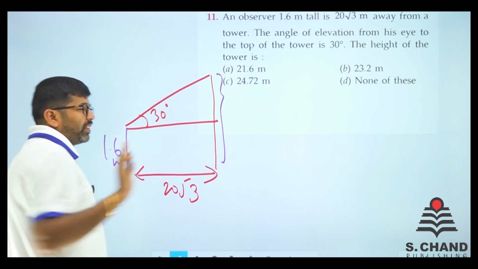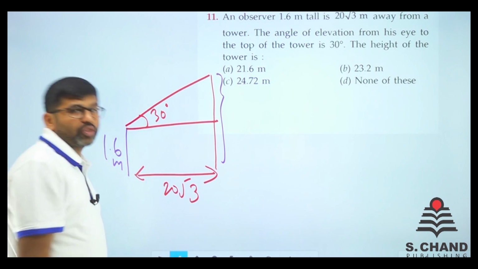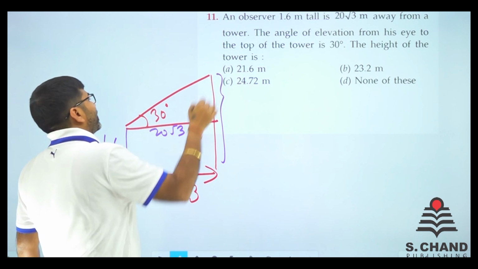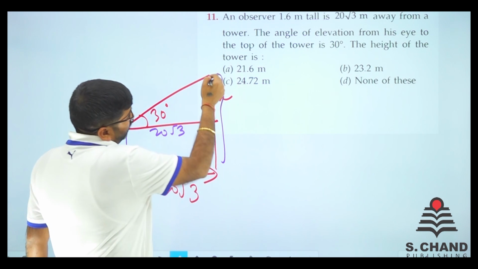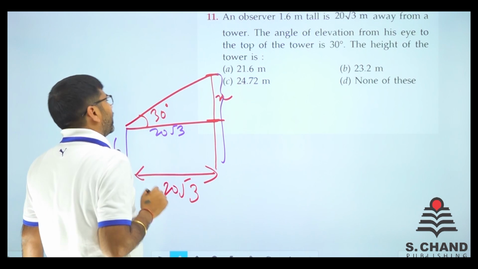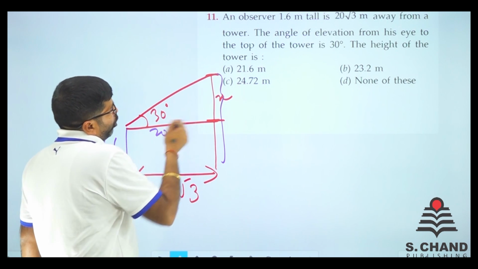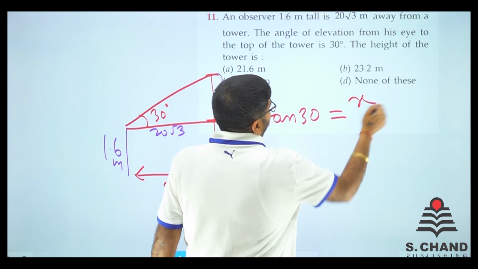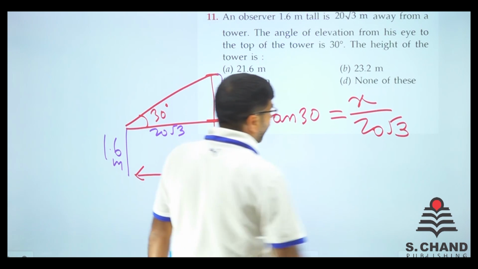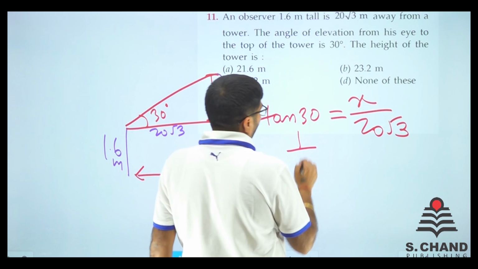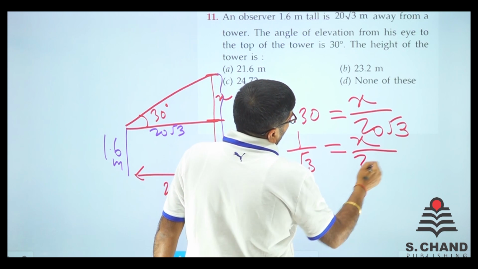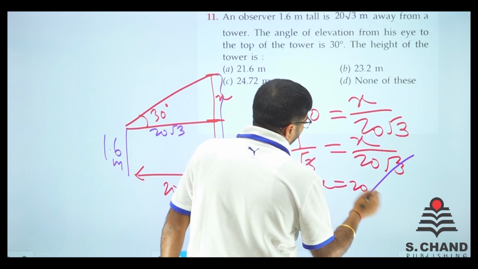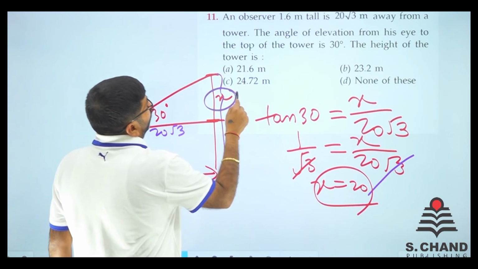See, leave that 1.6 away. You know that if this portion is 20 root 3, this will be 20 root 3 too. So we go with this part. Let this portion be x and this angle is 30 degree. So PBP, HHB, P upon B, that is tan 30 degree is equal to x upon 20 root 3. Tan 30 is 1 upon root 3 is equal to x upon 20 root 3. Root 3 gets cancelled out, 20 goes over there, so x is equal to 20 meter.